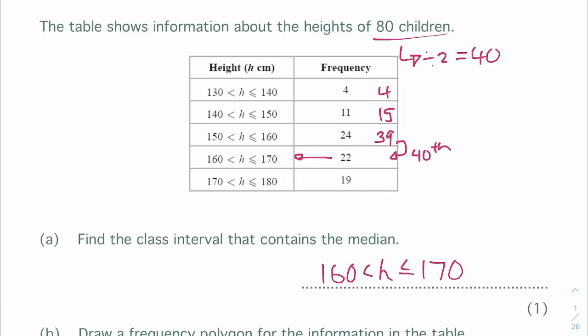You could be asked to work out the modal class, and that's a lot easier. You just find out which one's the most frequent, which would be this one with the 24 in. So the modal class would be 150 to 160. Obviously this was asking for the median class though.